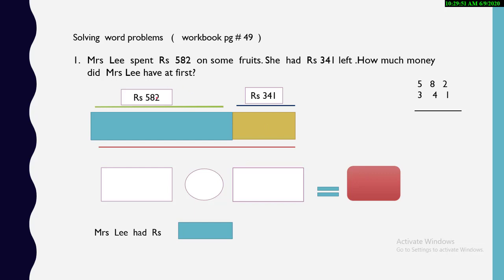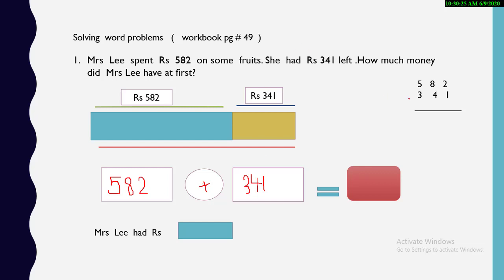So first of all, in the first box you are going to write down the first value, that is 582, and in the next box you are going to write down the next value, that is 341. Please copy the number very carefully. And then what is the sign? This bar model already tells us it's a plus sign. They just want you to find out how much money she had when she came to the market to buy the fruits.